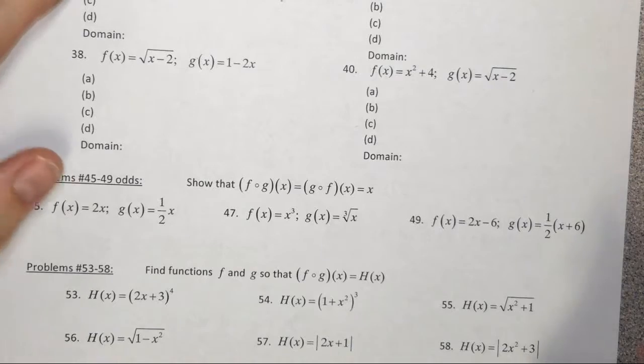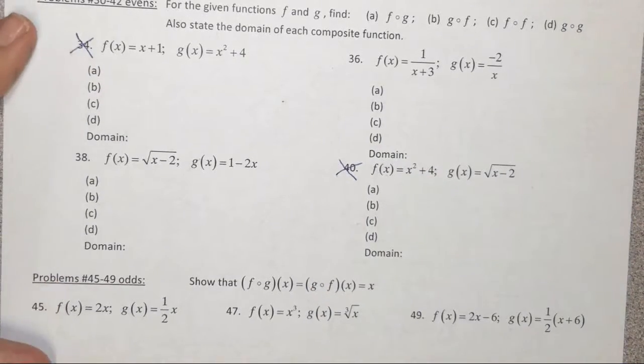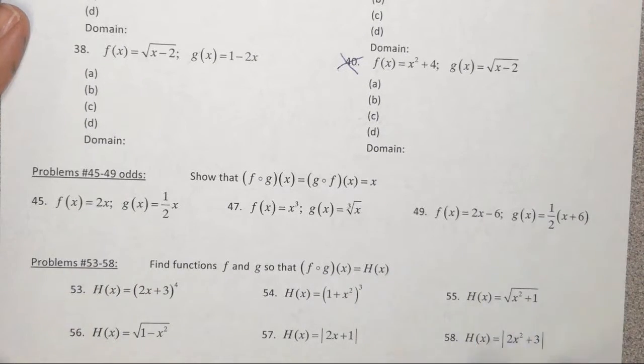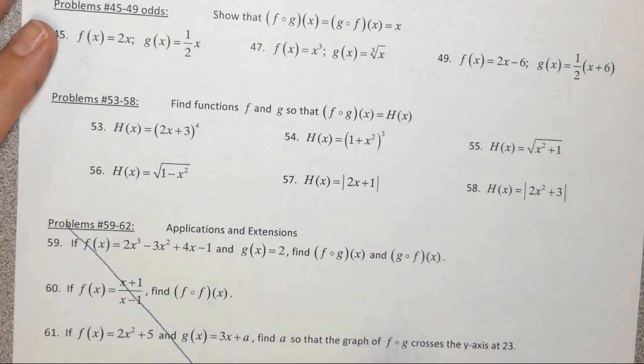Okay. And then when y'all came to class on Tuesday, I told you we were going to do the back. We're not going to do 34. We're not going to do 40. Those are just like the ones on the front. We're going to do all of 45 through 49. We're going to do all of 53 through 58. And I said you don't have to do 59 through 62.